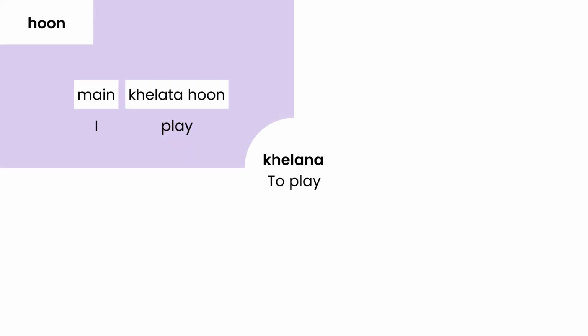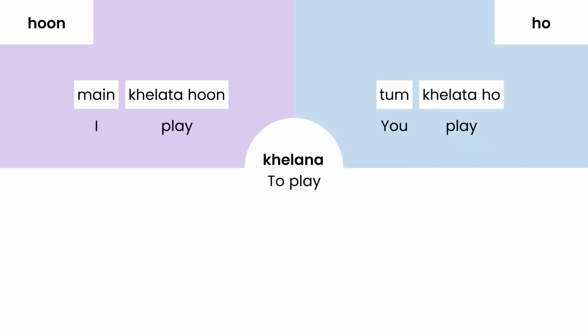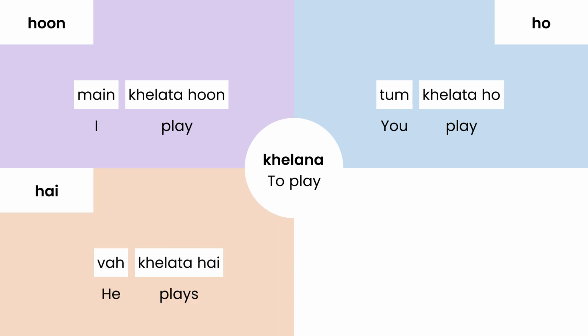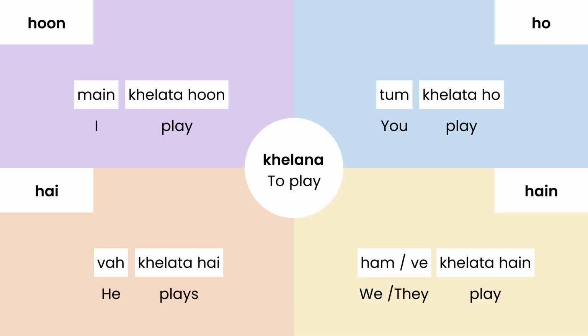You use hoon when you say verbs with the subject I. मैं खेलता हूँ. Ho when you say verbs with the subject you. तुम खेलता हो. He when you say verbs with subject he. वह खेलता है. Hain when you say verbs with the subject we or they. हम खेलता हैं. वह खेलता हैं. So this doesn't seem complicated, right? Well, let's try it with another verb.